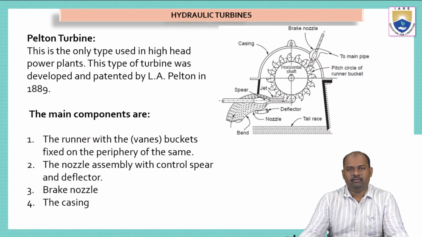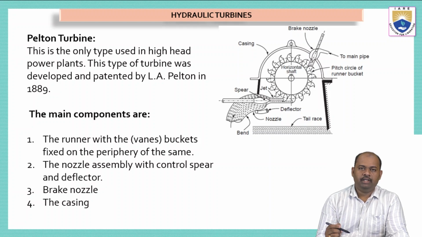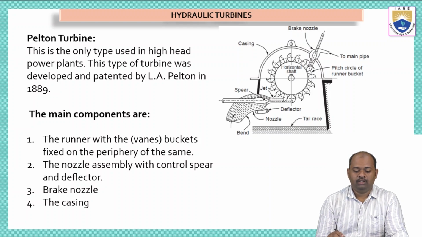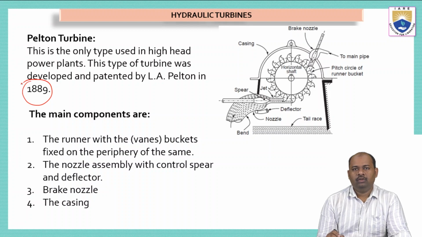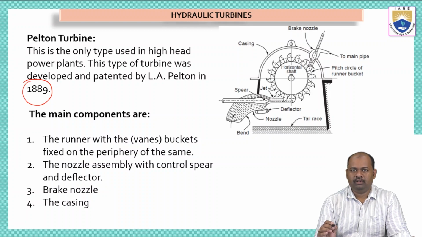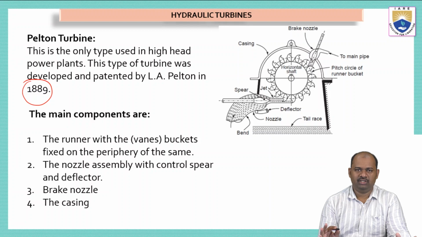Let us see what a Pelton turbine is. This is a turbine which was developed by a scientist named George Pelton. This is the only type used in high head power plants. This type of turbine was developed by L.A. Pelton in 1889. This is a simple Pelton turbine, a simple form of turbine which has an open atmospheric condition. The pressure inside the turbine is open to the atmosphere. There are no restrictions, and there are no pressure differences compared to atmospheric pressure.